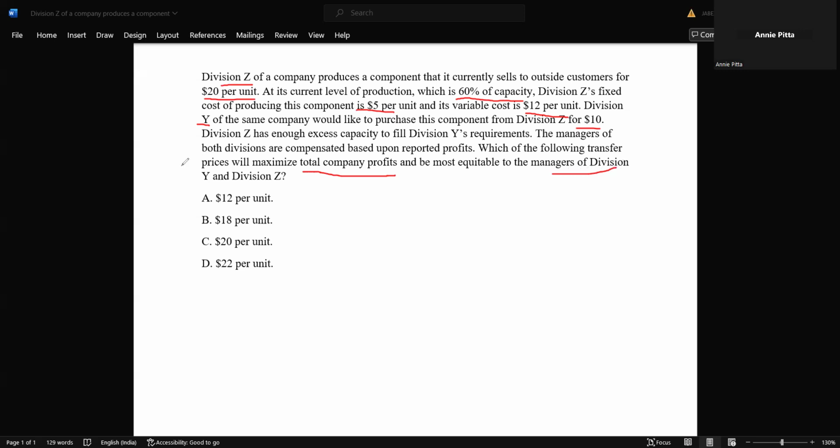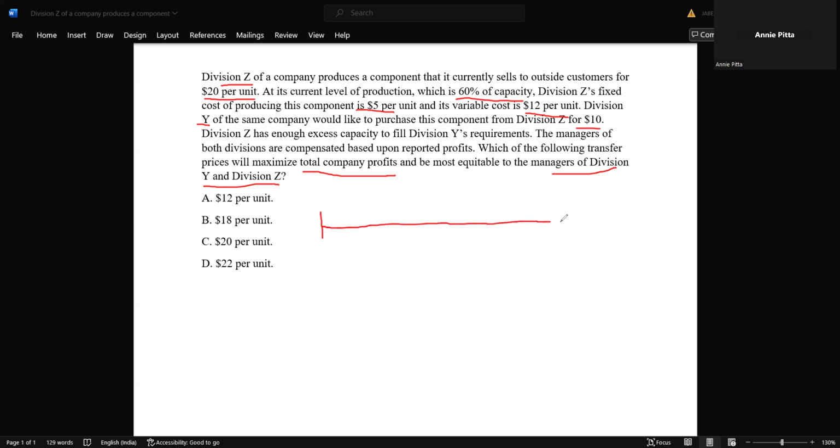So that is an important point here. The manager of Division Z, the selling department, and Division Y, the buying department, should both be in a profitable situation. Along with this, the overall company's profit should also be at its maximum. Now, in this kind of situation, what is the focus point? At present, Division Z is operating, but not at full capacity. They are operating at 60% capacity.